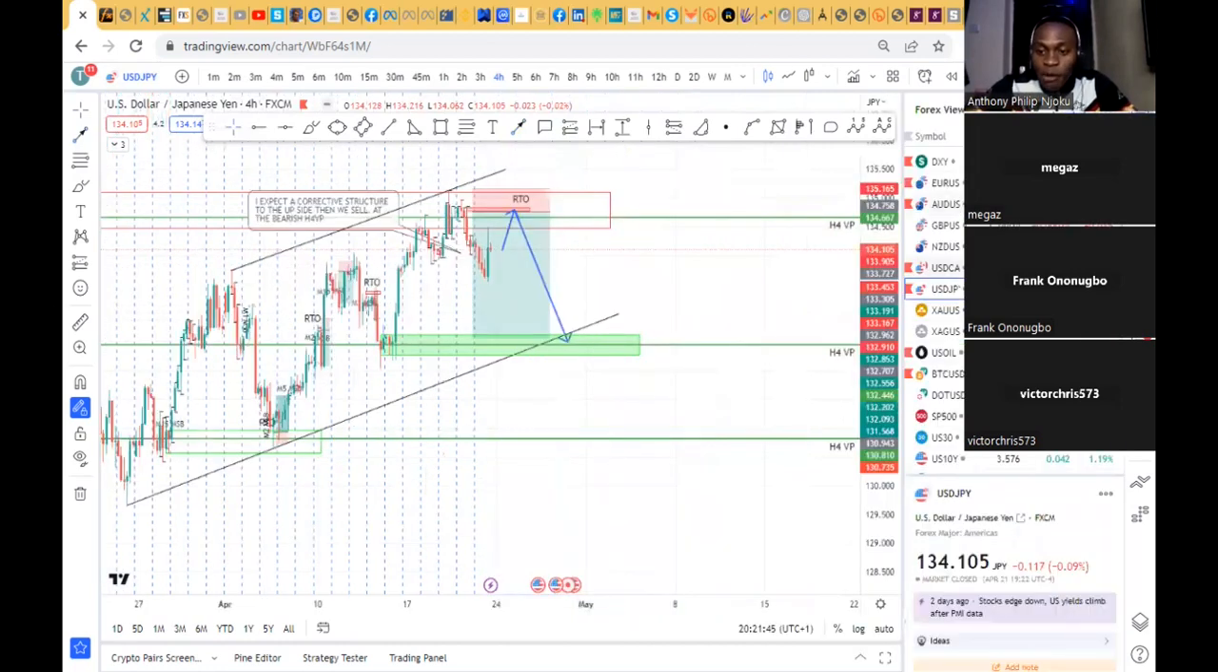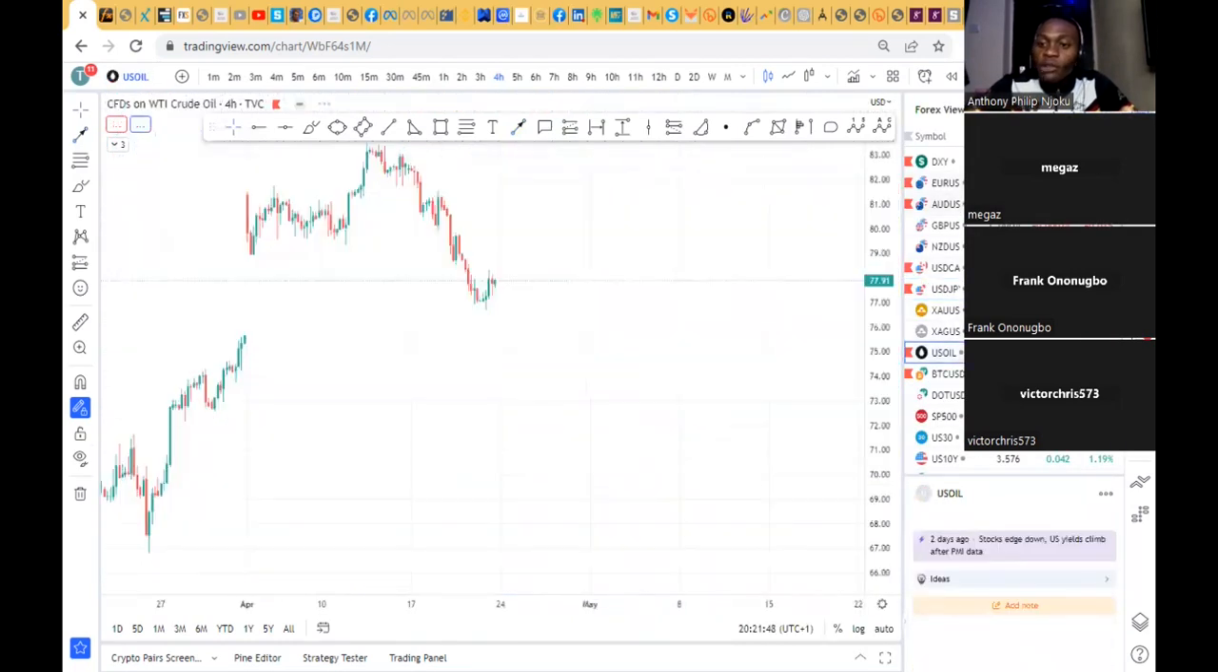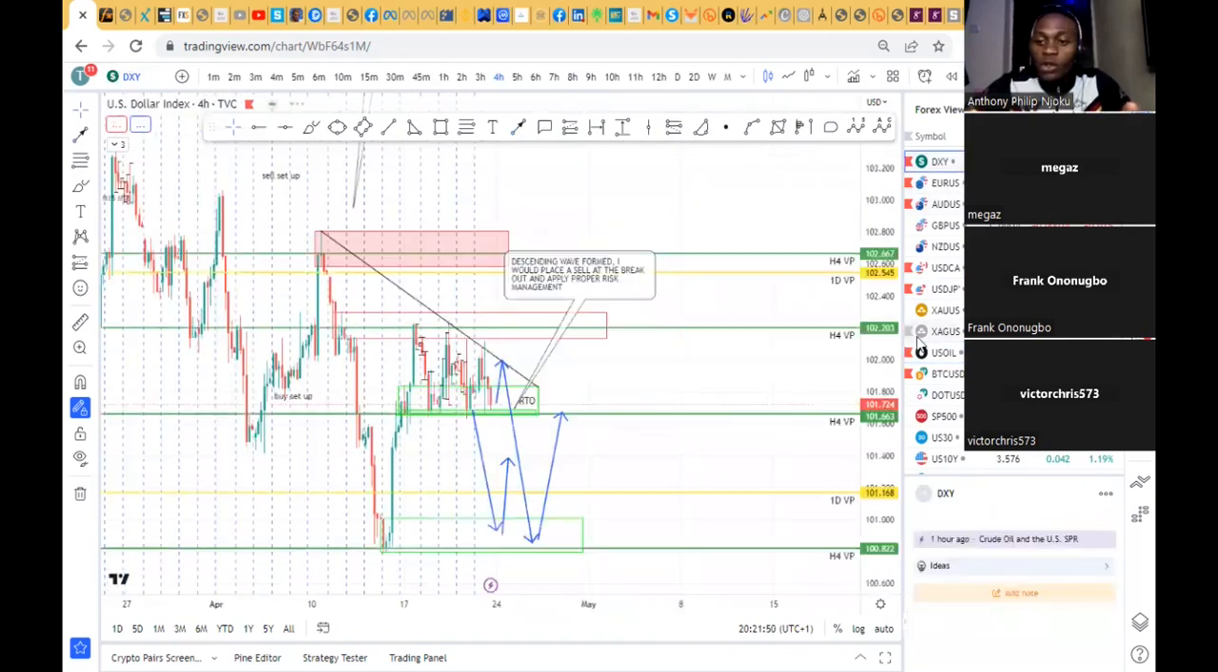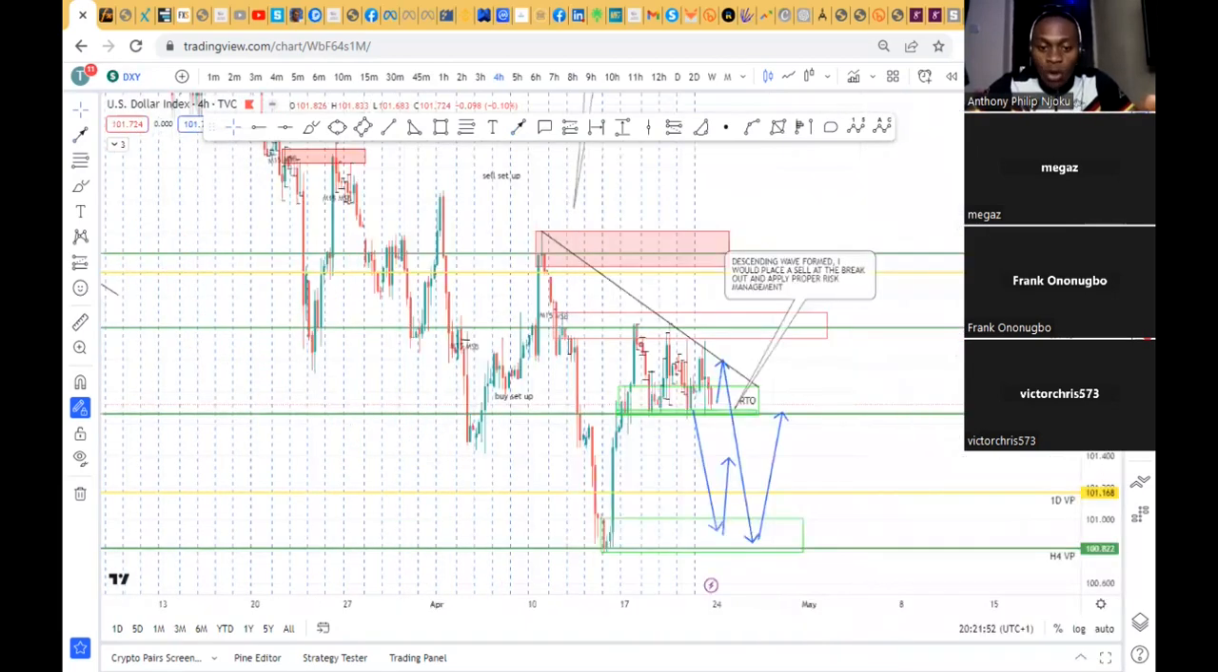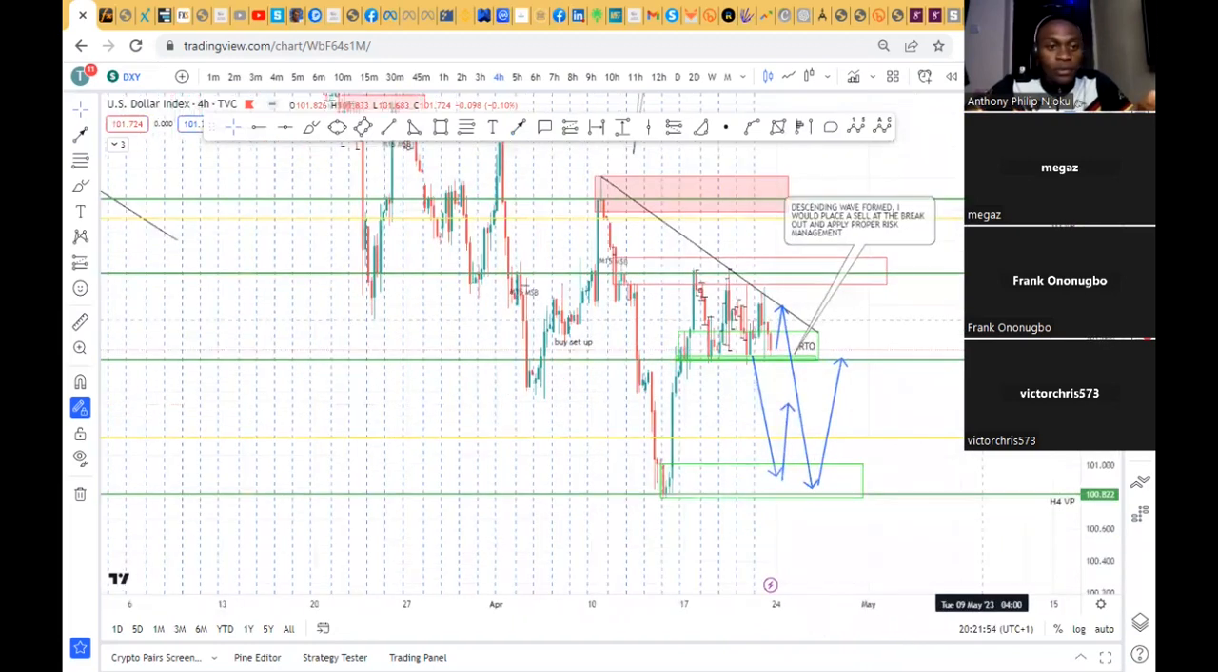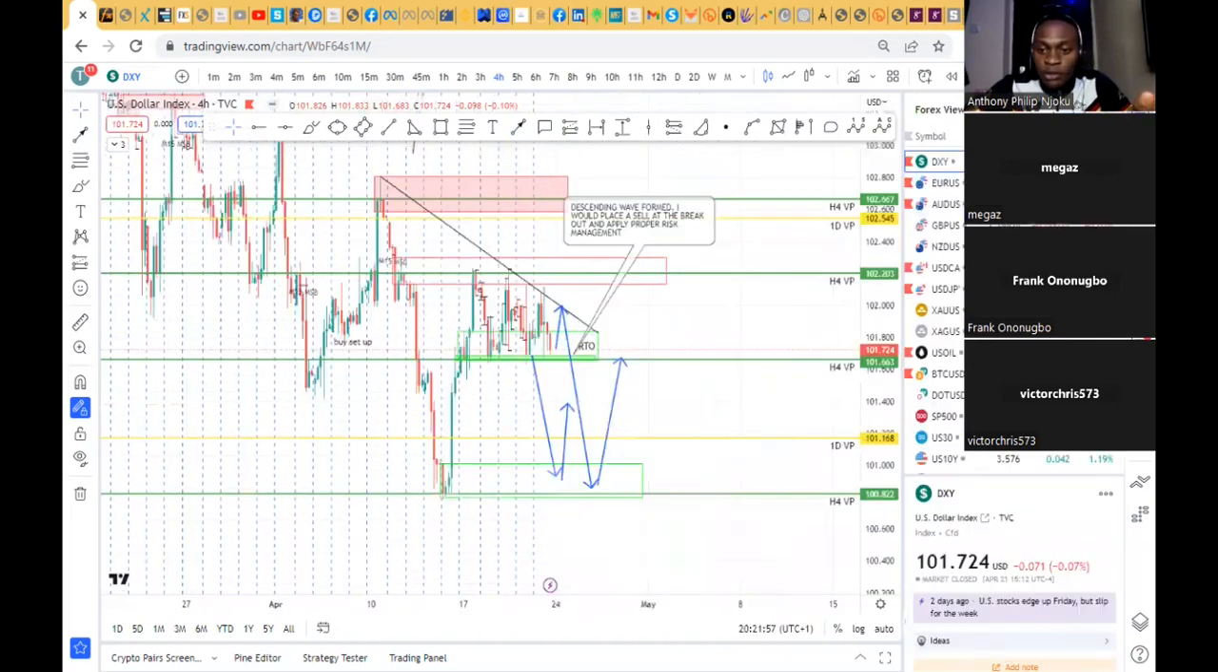Then the next pair on my list is oil, the ultimate oil, liquid gold. Liquid gold. So for oil, no. This went back to the extra.